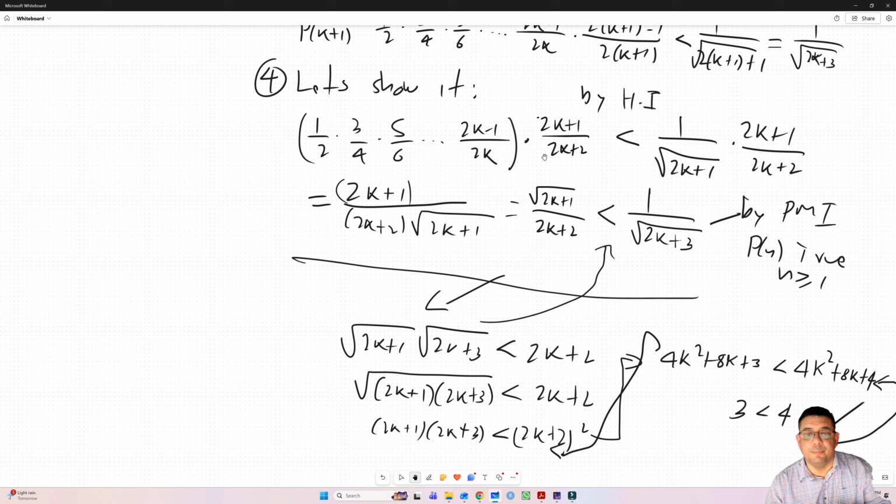So this exercise in particular is quite difficult because it has very complicated inequalities, but it's just an example of the type of thing that you can show with the principle of mathematical induction. Okay, so this concludes what we do with the principle of mathematical induction in terms of divisibility and inequalities.